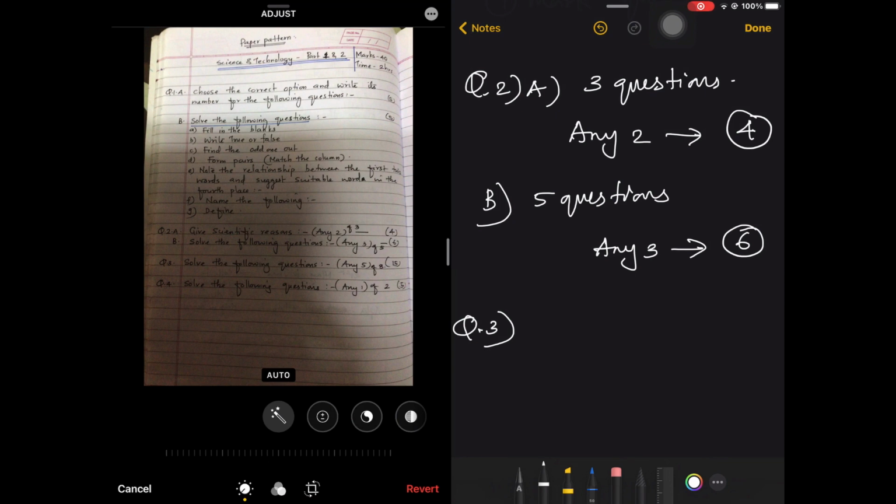Next is question number 3, solve the following questions. You will get 8 questions. Out of 8 you have to attempt any 5, which are of 3 marks each. Total 15 marks.